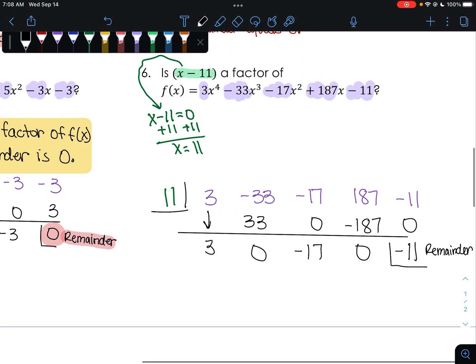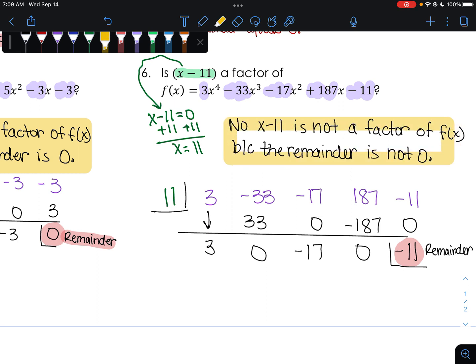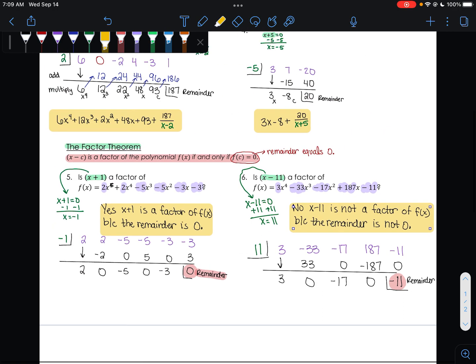So this time we had a remainder that is not 0. Okay, our remainder this time is not 0. So no, x minus 11 is not a factor of f of x because the remainder is not 0. And that is how you do the factor theorem.